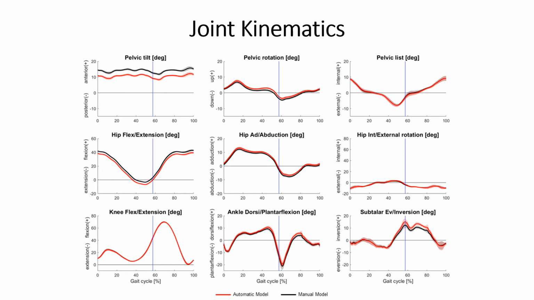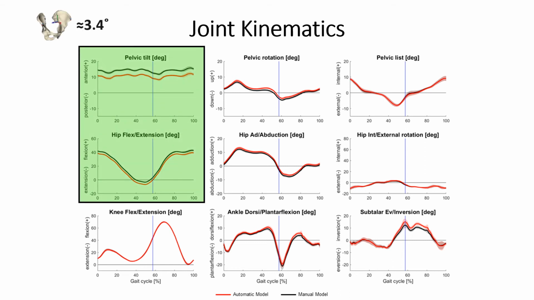When focusing on the joint angles, we found statistical differences only for the pelvic tilt and hip flexion extension, and they were due to a constant offset of around 3.4 degrees introduced with the pelvic reference system and propagated to the hip.